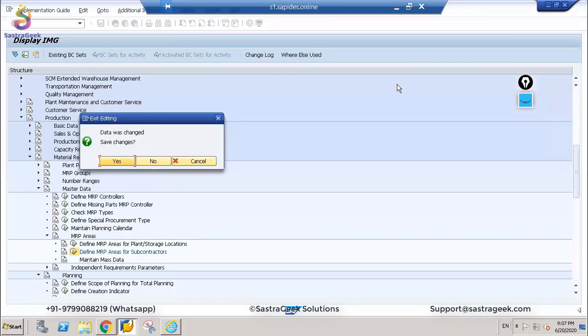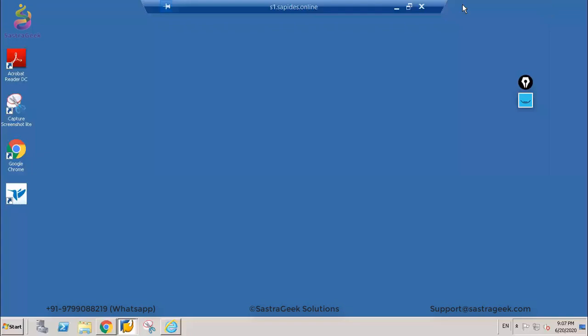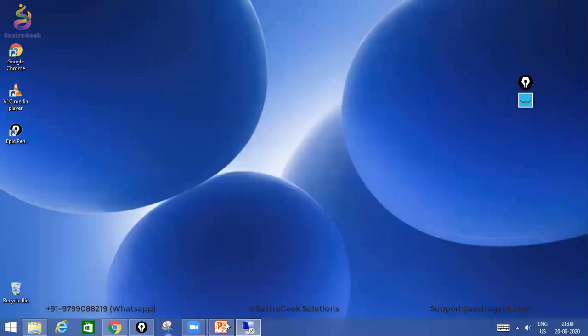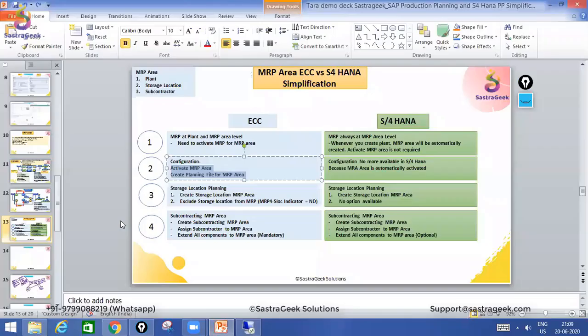So during our training session, we may go into details about the configuration, how to do it. We'll run the scenarios. I just want to give some glimpse about what the subcontractor is. Since we already discussed MRP run in our last session, I thought we will also discuss MRP area, and that topic will be discussed again during our training session with a detailed configuration and all that.